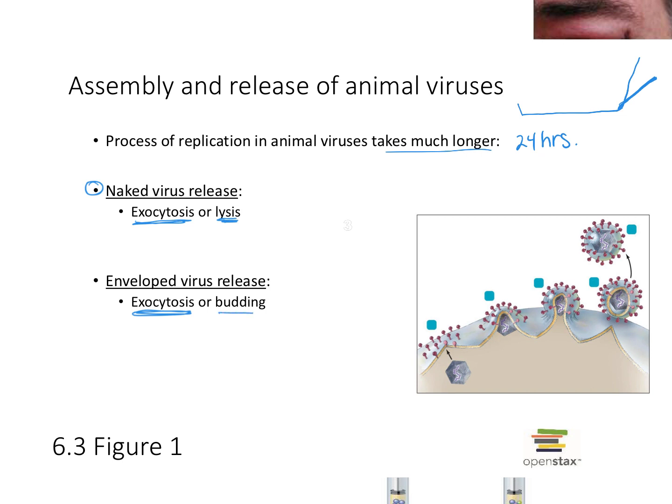Another very popular way for membrane or enveloped viruses is budding. They will express spike proteins on the surface of the host cell, and then they will take some of the plasma membrane with them as they leave the host cell.